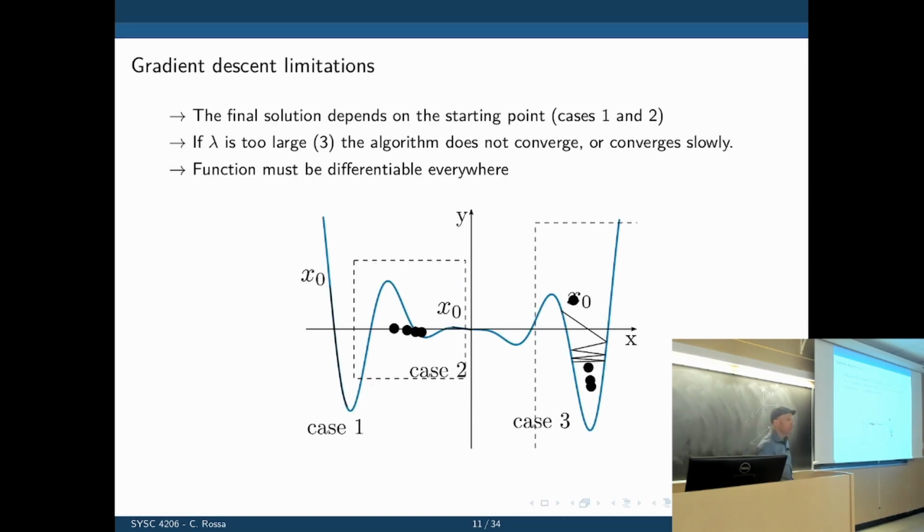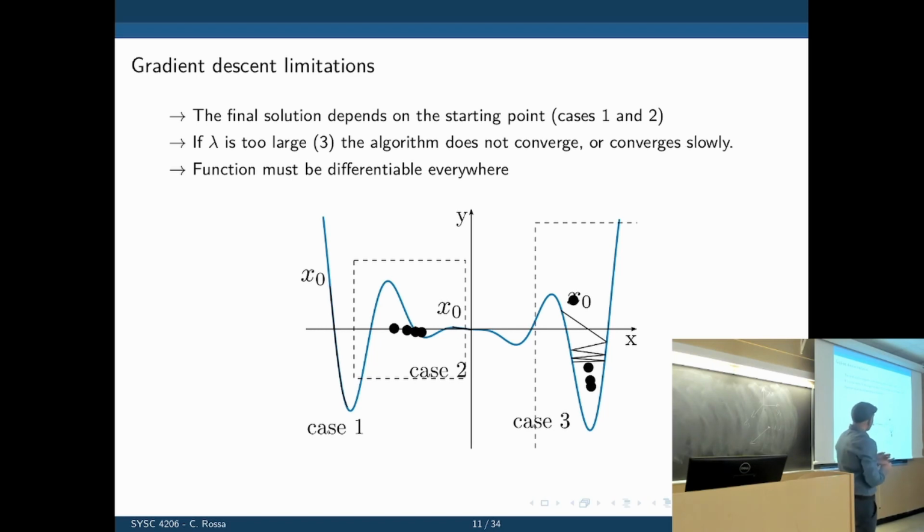Let's go back to our example here. In our example, you can see several problems with this approach. The first one is that depending on where we start, we'll end in different places. If we start over here, we'll likely end here. If we start over there, we'll likely end around here. If we start over there, we'll end over there. So problem number one, the final solution depends on the initial guess, our starting point. Right? So this is case 1 and 2 here.